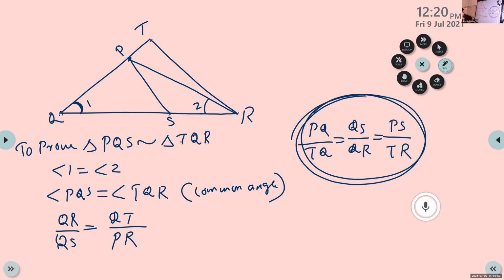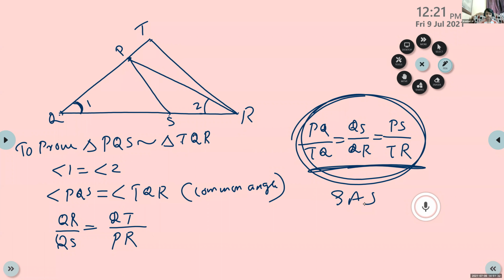In the given condition, this is given: QR by QS equal to QT by PR. To prove these two triangles similar, we need these three ratios equal, or we can use SAS. We have some angles equal, but we need QR by QS equal to TR by PS. But PR we don't want. So how can we remove that PR?